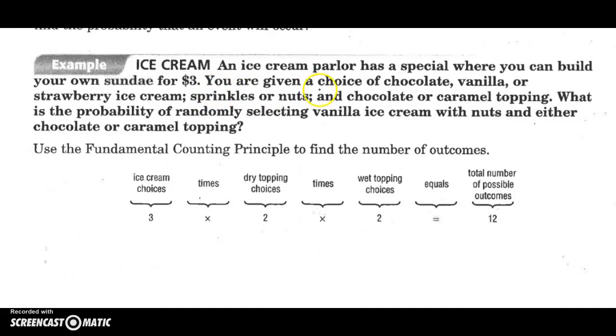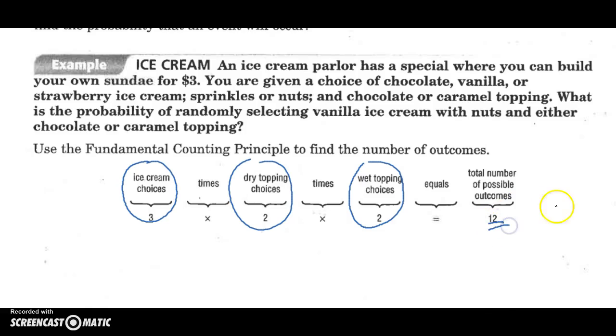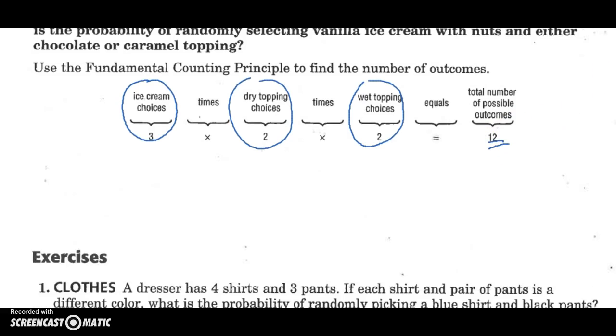So at the parlor, you're given a choice on this day that they're having a special of chocolate, vanilla, or strawberry ice cream. So that's 3 different kinds of ice cream. All right. And then you can have sprinkles or nuts. So that's 2 different toppings. And then you can have chocolate or caramel topping. So that's 2 different kinds of, they call it wet toppings. These were your sprinkles or nuts. These are your caramel or chocolate. Okay? The counting principle tells us 3 times 2 times 2. 6 times 2 is 12. We have 12 possible outcomes. All right, that's what we just talked about on the first page.